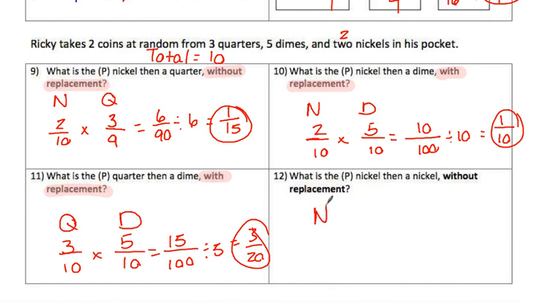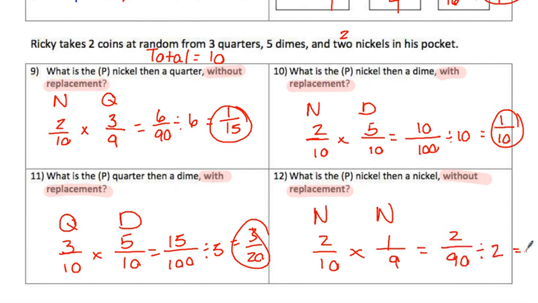The next one is a little bit tricky. So it's a nickel and then a nickel, but it's without replacement. So my denominator is going to drop, in this case, by 1. So 10 at first and 9 second, because I kept 1. Now this is where it gets tricky. There's 2 nickels the first time I choose, but then the second time I have to drop it because I picked a nickel the first time. So there's only 1 nickel left in my pocket the second time. So it's 2 out of 90. And if I divide that by 2, I get 1/45 for my answer.